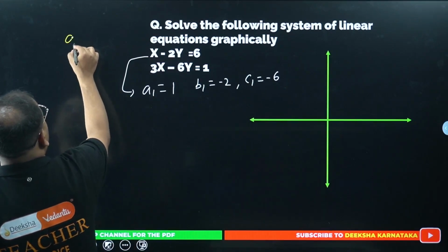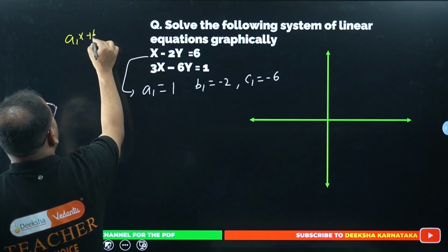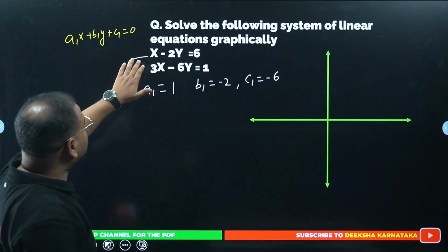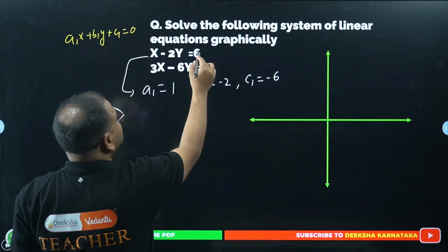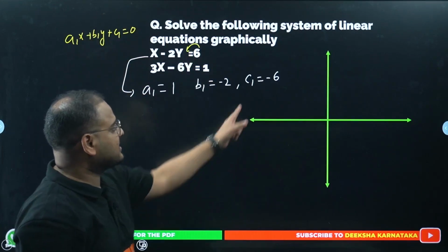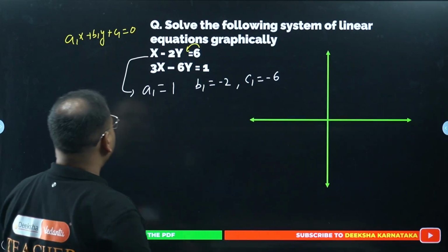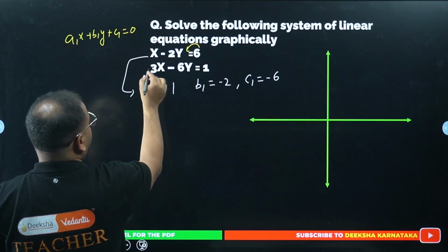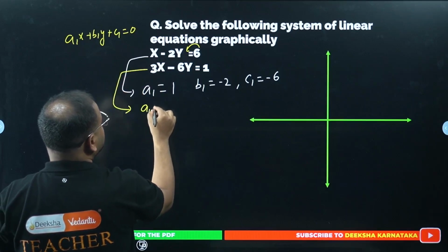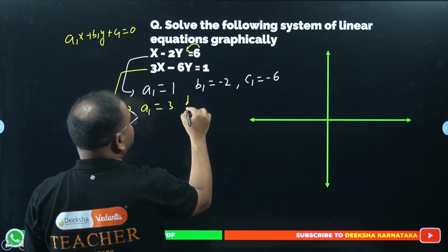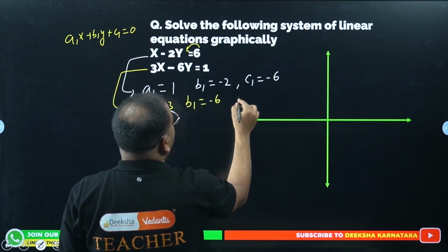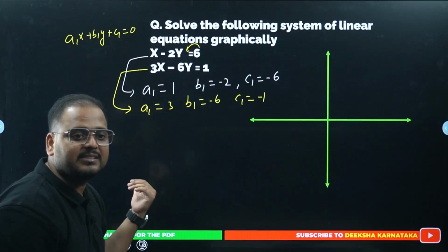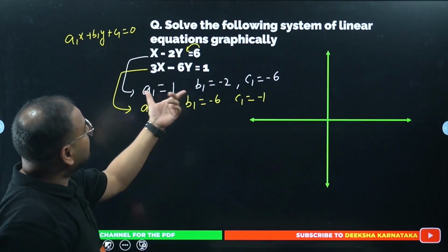Let's write the standard form quickly. A1x plus B1y plus C1 equals 0. So the constant has to be on the left hand side. If you bring this 6 over here, it becomes -6. That's why C1 is -6. Okay, let's do it for this equation. A1 is 3, B1 is -6 and C1 is -1. Same way, take 1 on the left hand side. Okay, what we have learned, we have to check the nature.